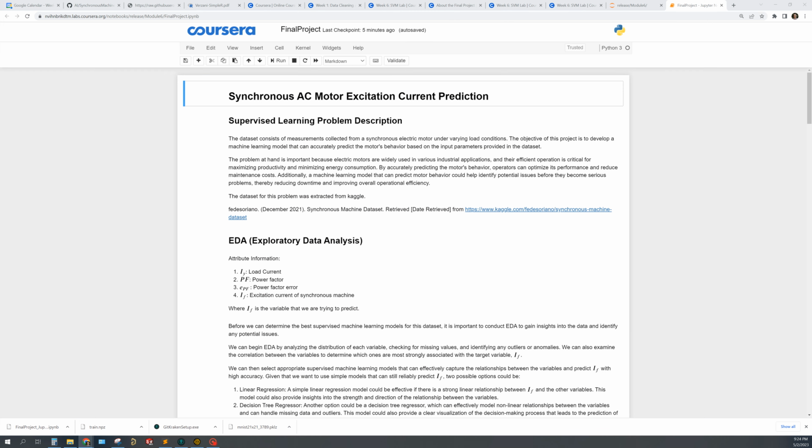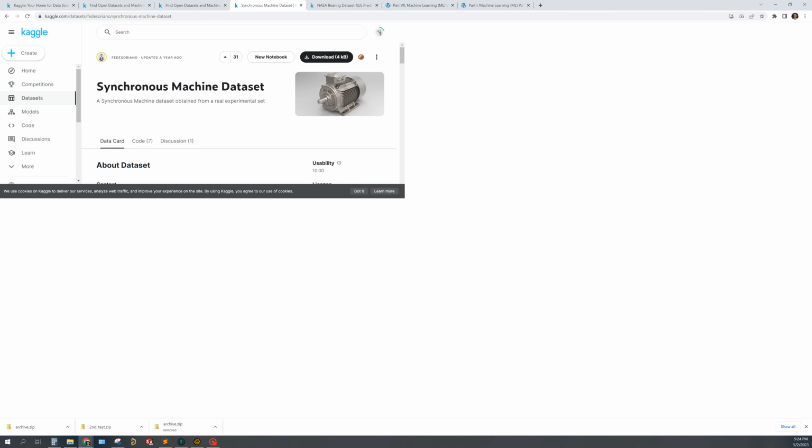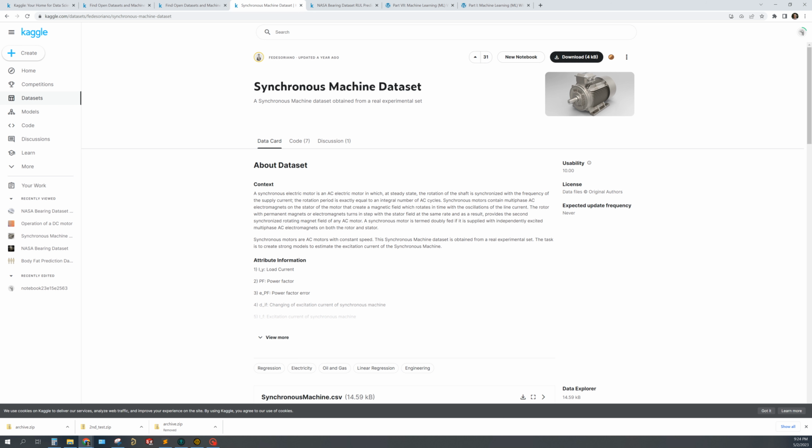In my problem description here, I have cited the source of where I pulled this data set. I did not sample this data myself. This came from the Kaggle website, and this is a fairly new data set.